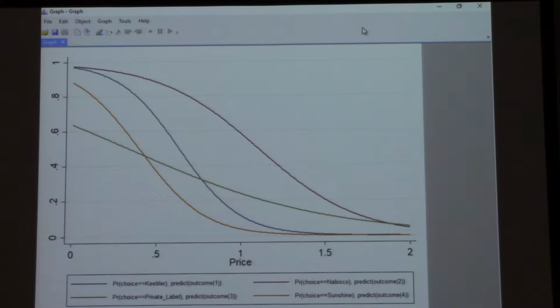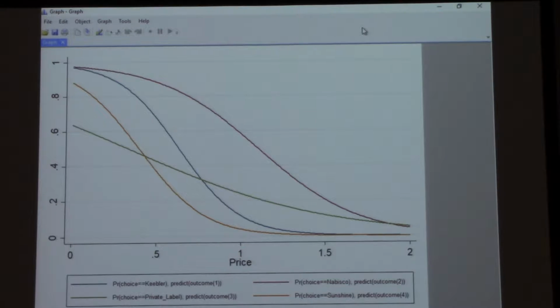Reduce the lifts and the probabilities. So, yeah, the flatter, the less responsive; the steeper, the more responsive. Interestingly, private label has the least responsive.